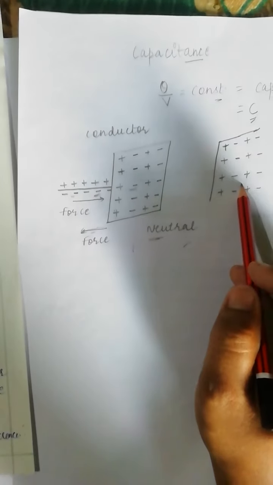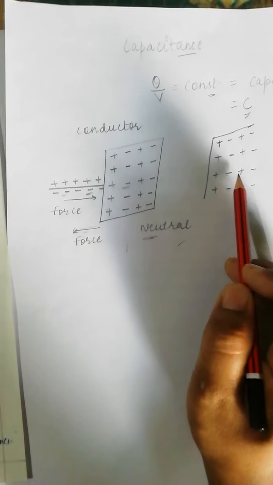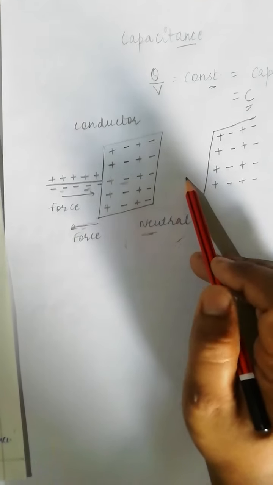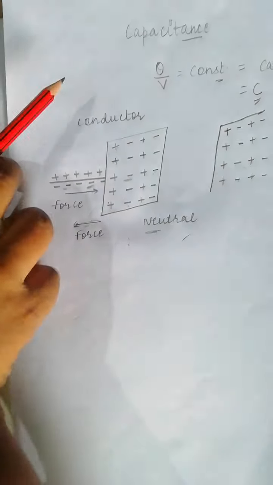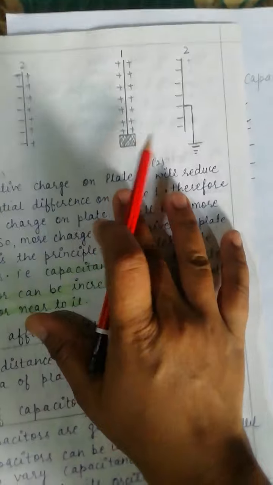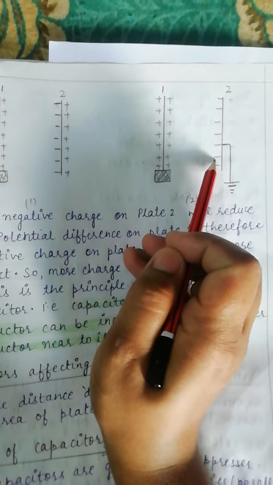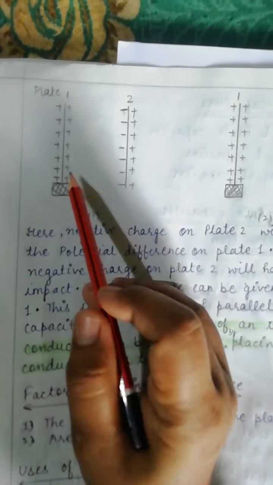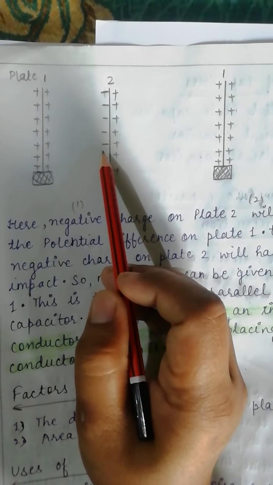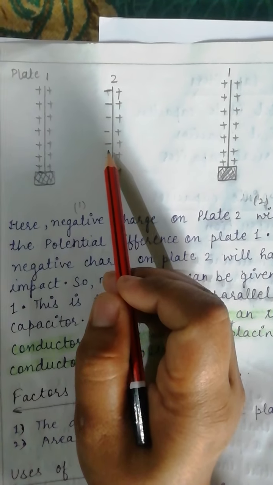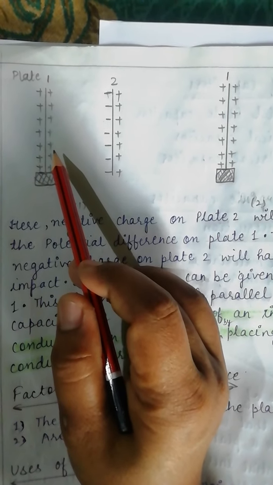But if we place another plate here, the negative charge particles in the other conductor would attract the positive charge, and hence the potential of this plate would decrease. That means the first plate becomes positively charged and the second plate becomes negatively charged. Here this is the first plate, we have insulated it, and this is the second plate, at which negative and positive charges are there. This negative charge attracts the positive charge, therefore the potential of this plate decreases.